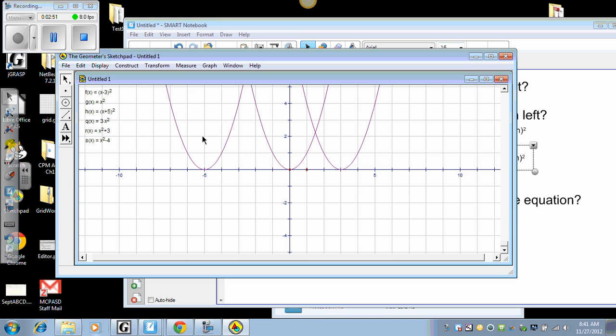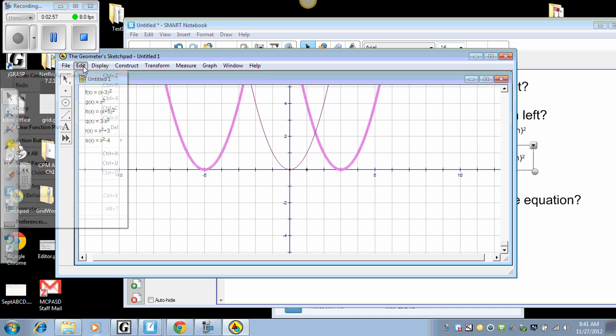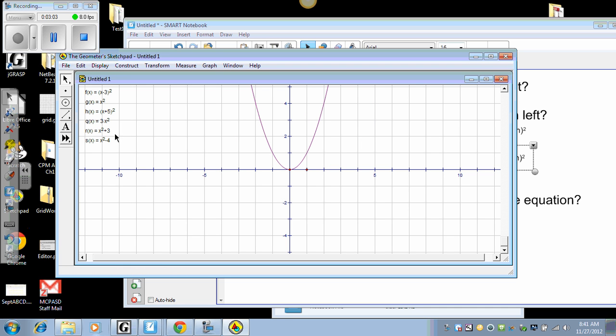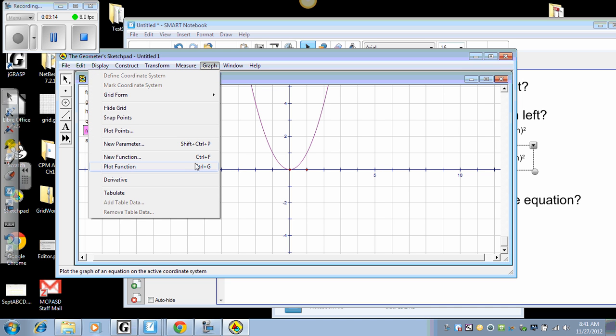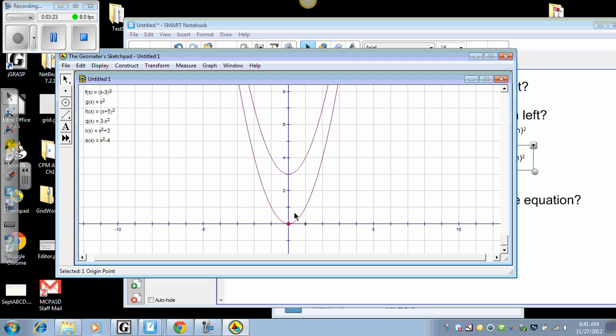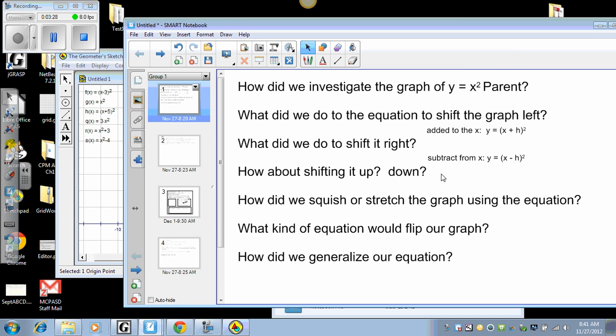Okay, now how about shifting up and down? First of all, let's get rid of these so they're not in our way anymore. Now to move it up and down, does anybody remember what we did? Let's take a look. What's going to happen with y equals x squared plus 3? It stands to reason that this is the same exact parabola, and it just moved up 3. So we actually added to the x squared term. To shift it up, we added to the x squared.